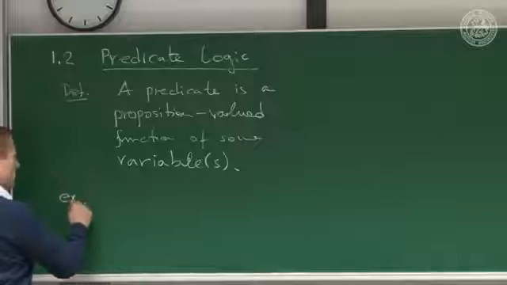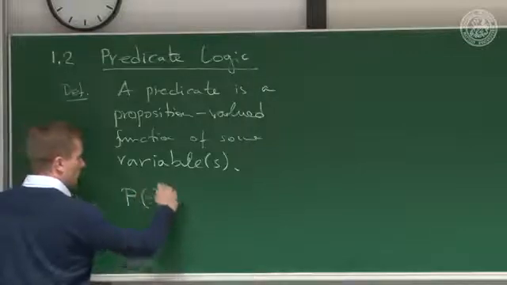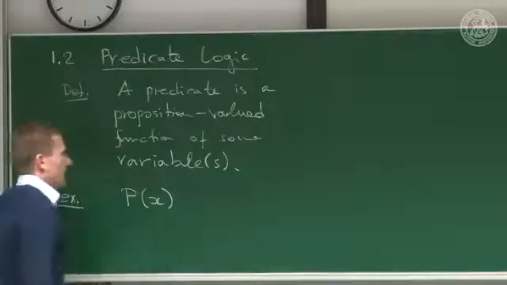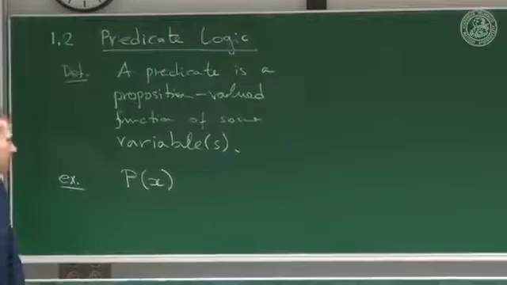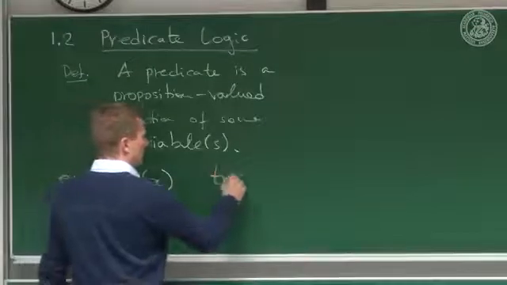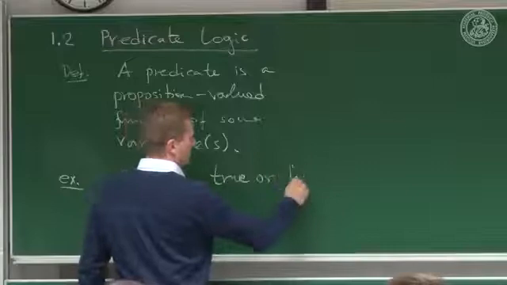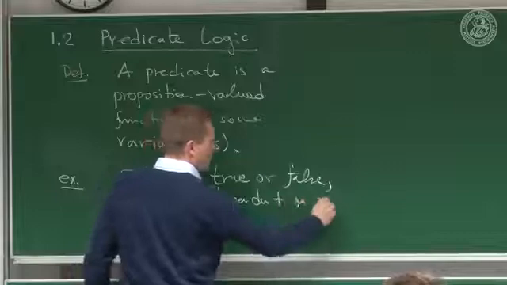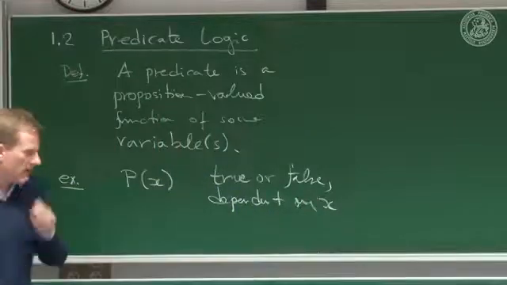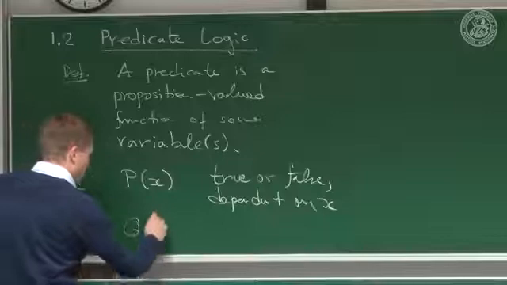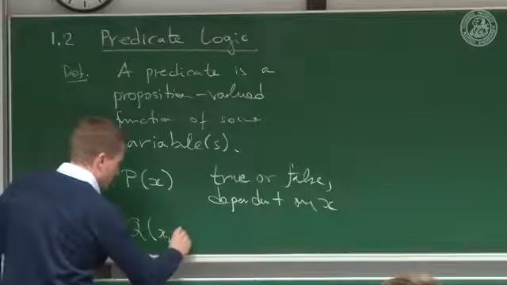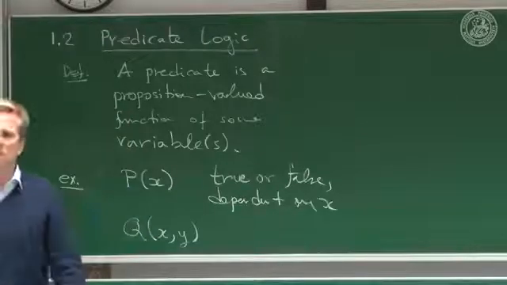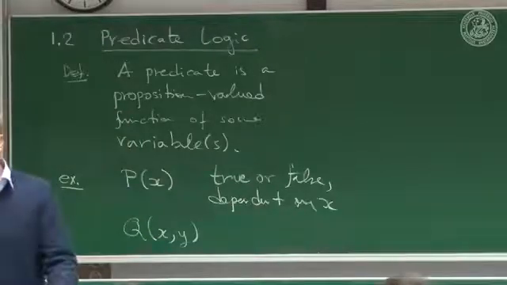So for example, you could have a proposition P of x, and its truth value depends on what x is. True or false, dependent on x. You could have a predicate that depends on two variables, x and y, and now it's true or false dependent on what the combination of x and y is.